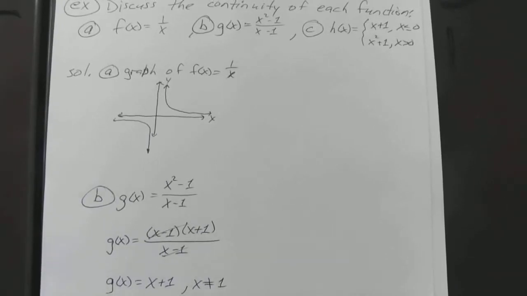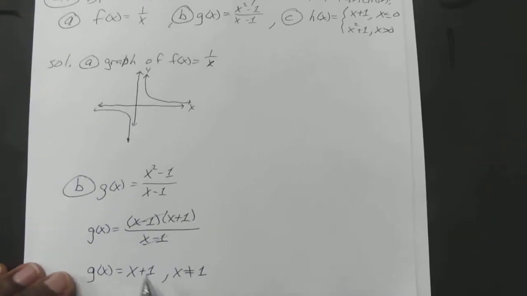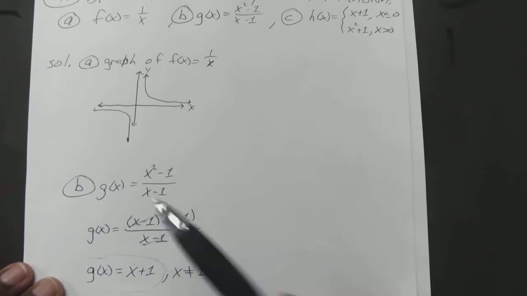Just because you removed it doesn't mean it completely disappears. It just means you turn that discontinuous function into a continuous function, but you didn't completely eliminate that discontinuity. You just kind of removed it for a second. So if you were to graph this, all you'd have to do is graph g of x equals x plus 1 and make it discontinuous at x equals 1, and you've basically graphed this one.